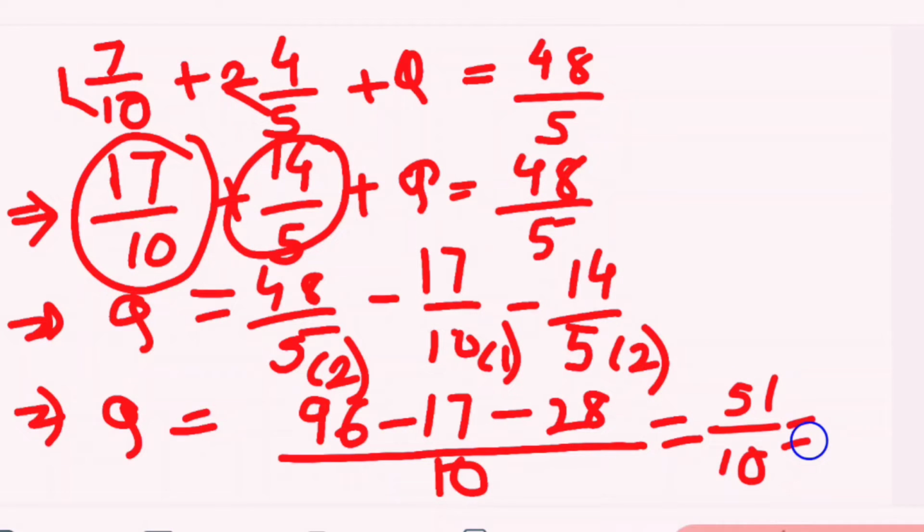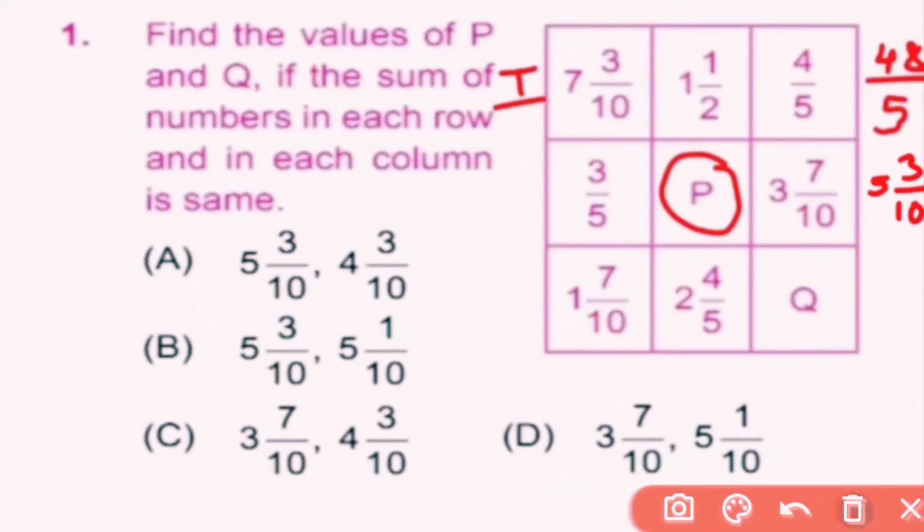So we convert into a mixed fraction, which means 10 into 5 is 50 and 1 is 51. Q is equal to 5 1 by 10. Now here Q is equal to 5 1 by 10. So B is the correct answer.